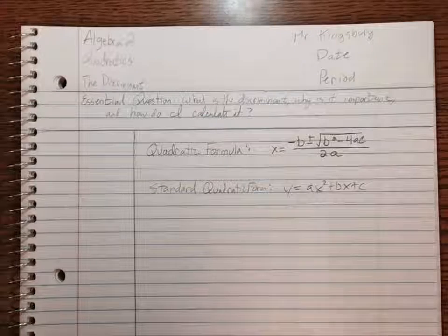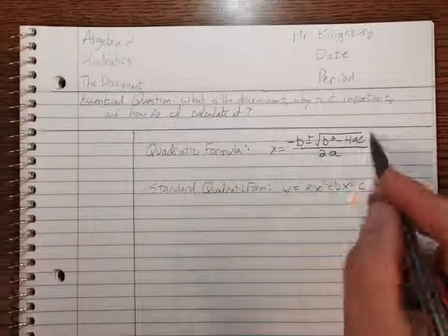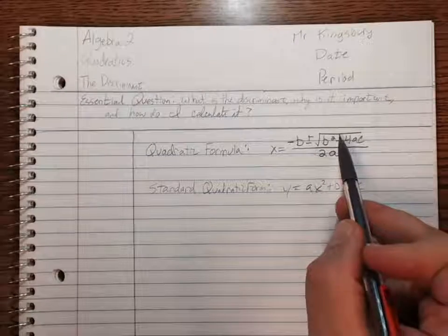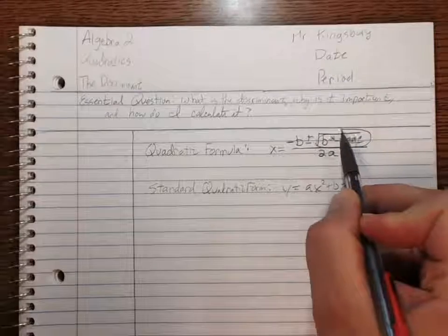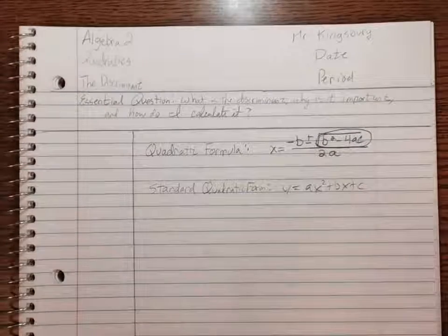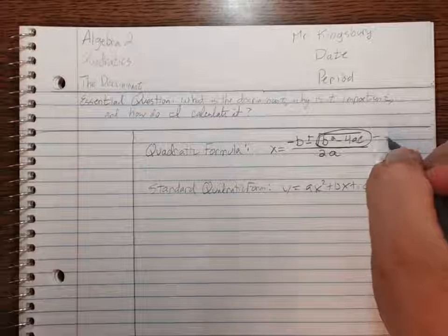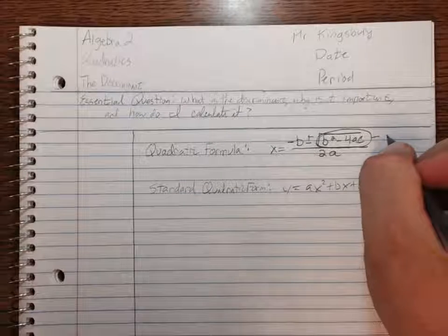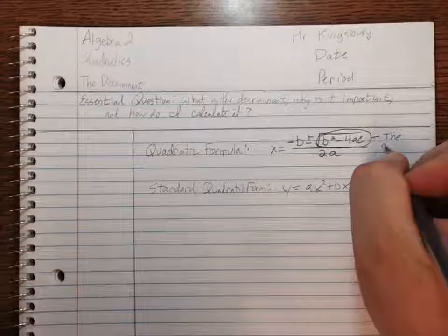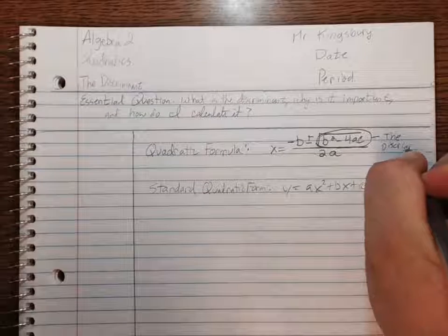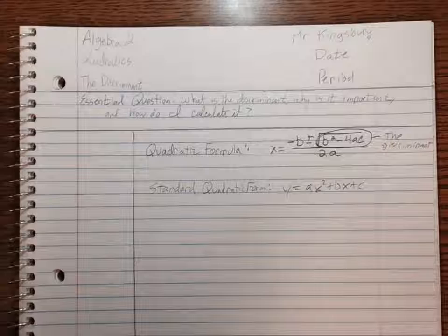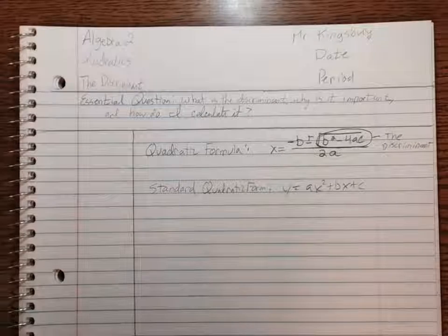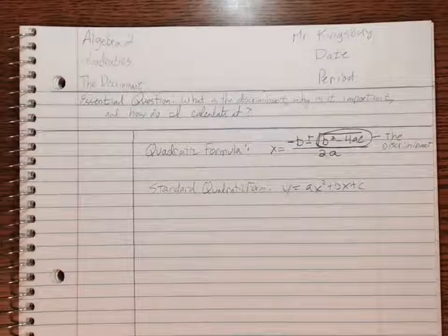Now, as this was derived, it was discovered that this part of it right here was particularly helpful. And so it was given the name, the discriminant. Hope I spelled that right. Yep. So what does it do? Why is it important? That's a great question.